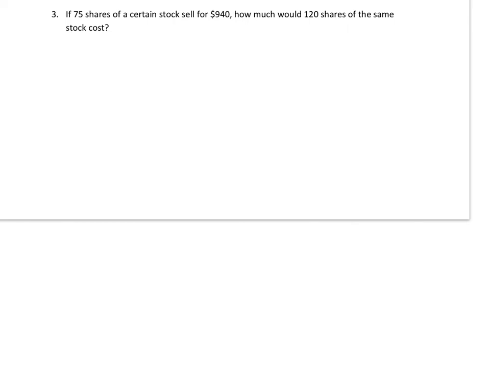Who can tell me what their proportion looked like to represent this problem? Bella? $940 over 75 is equal to x over 120. Very good. Do we agree? We have $940 over 75 shares. I want to know how much money for 120 shares. So Bella represented this as money over shares. Like I said, if you wanted to do shares over money, it wouldn't matter. So go ahead, cross multiply, set them equal to each other, and then go ahead and solve.